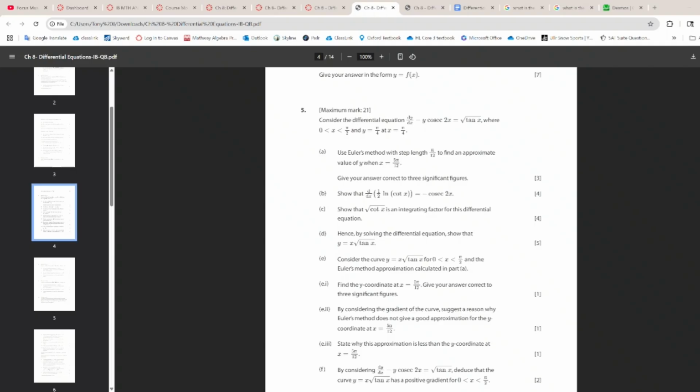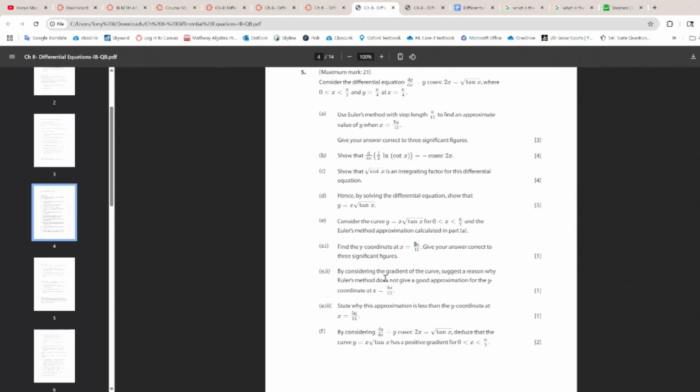So let's clear this. Our answer is 2.53. Okay, and let's see what we have here. Considering the gradient of the curve, suggest a reason why Euler's method does not give a good approximation. Okay, so this is actually very interesting.